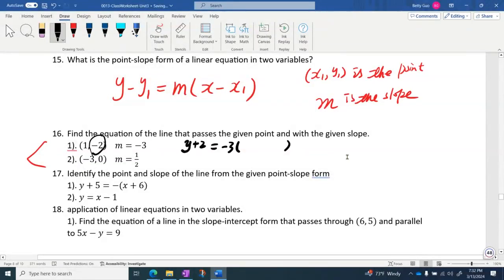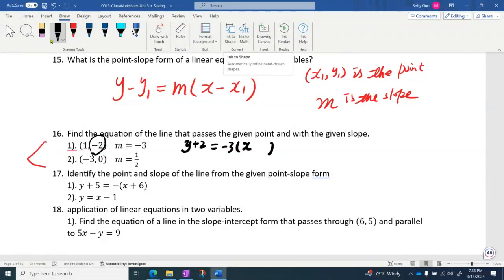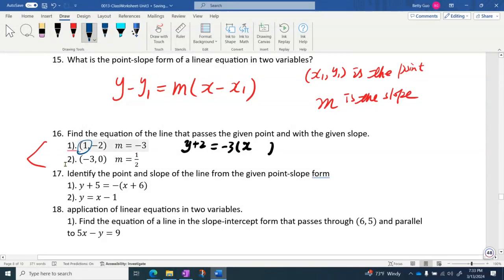On the right side, I have the slope as the coefficient of the parentheses. In the parentheses, I have x plus number. The number is the opposite of the x value of the point. The x value of the point is 1. What's the opposite of it? It's -1. That's how I do it.